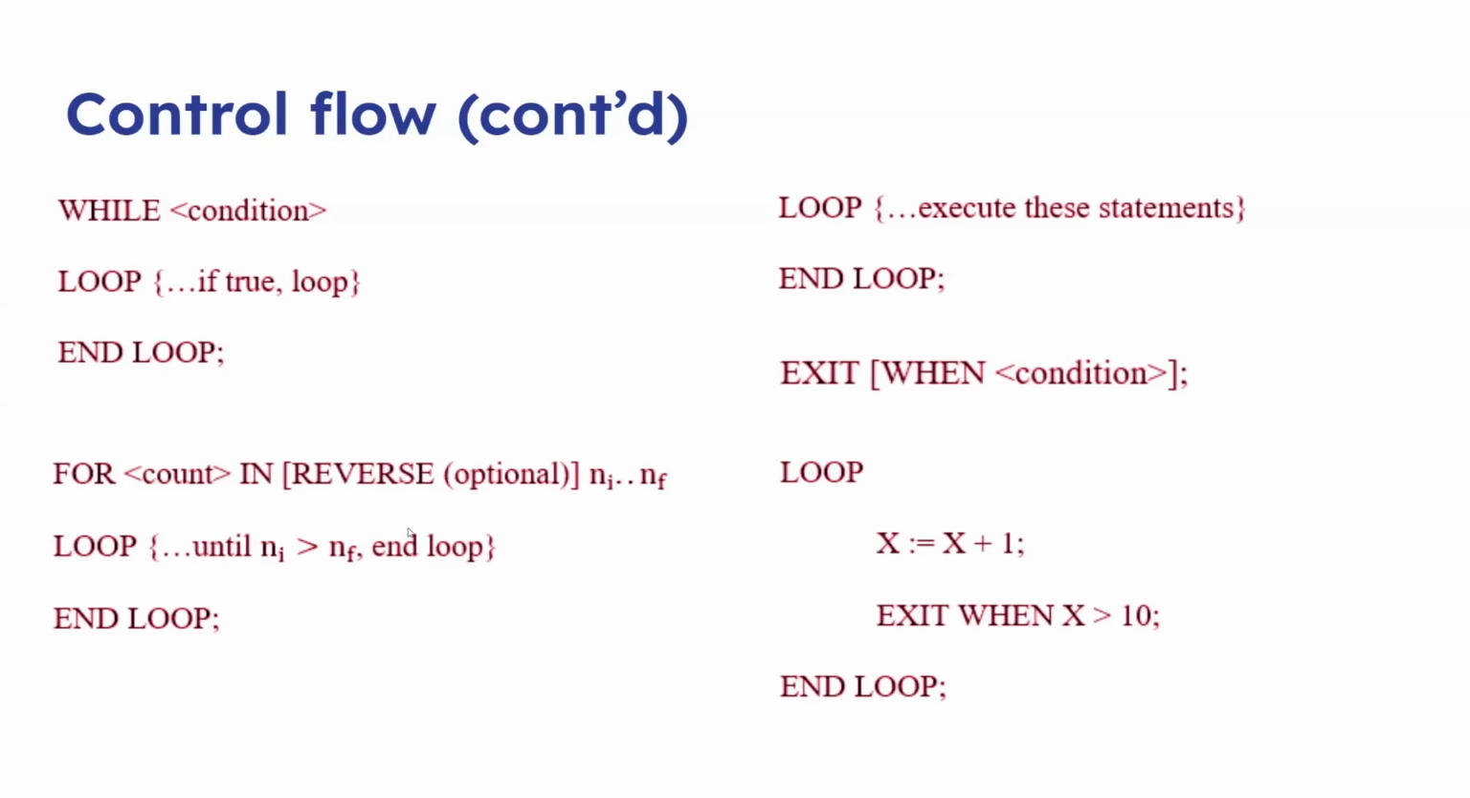The for loop is actually a pretty complicated one, where count will take on the value of n initial, and then it'll go to n final. It'll keep looping through this body of code until it goes back up to the control statement and n initial is greater than n final. And so then we end the loop.